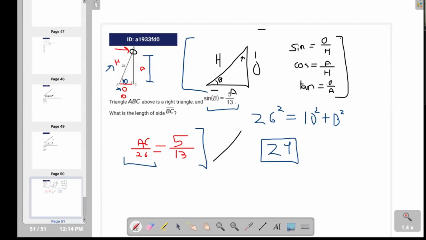And it's going to be a squared plus b squared equals c squared. Our c squared is 26 squared. Our a squared is 10 squared. And then we have plus b squared written right here. And then from there, you just have to do the math, which would be easier to do using a calculator. And this 24 is equal to our b, which is also BC. Does anyone have any questions?